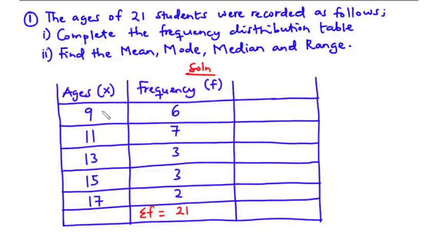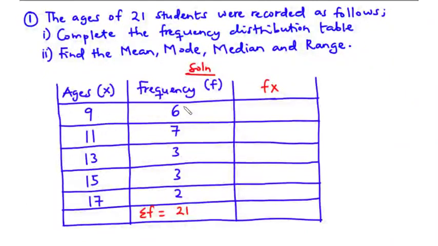Now we have one column for the ages of students. We also have one for the frequency. So the third column is going to be occupied by fx. Now fx is basically f times x. So you want to multiply the age by the corresponding frequency. So let's do that together.